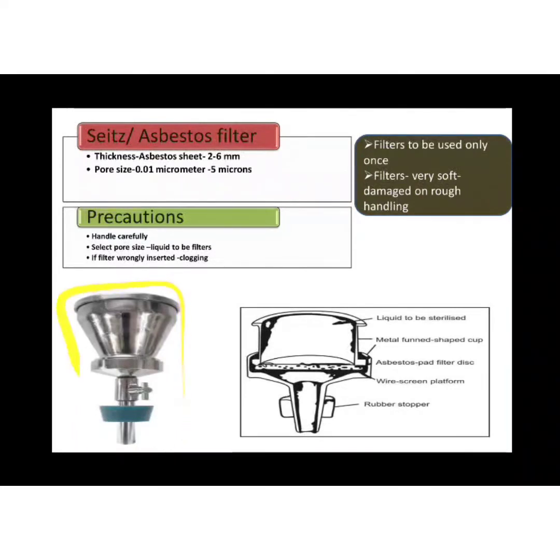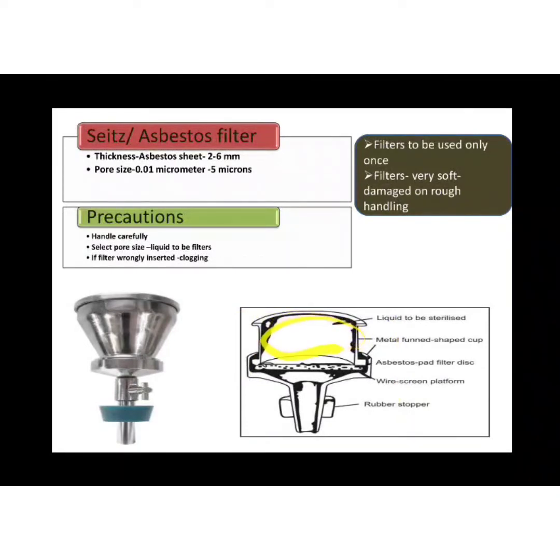This is how the asbestos filter or Seitz filter looks like. This is the place wherein the sample is added, and here the filter pad is placed, that is the asbestos filter, and through this the sample filtrate moves in and it gets collected in a beaker or a conical flask. There are certain precautions I need to take care of, that is, we need to handle this entire setup carefully. The pore size I need to select based on what kind of organism or sample I need to sterilize. And if the filter is handled in a harsh way, it may lead to damage of the filter.